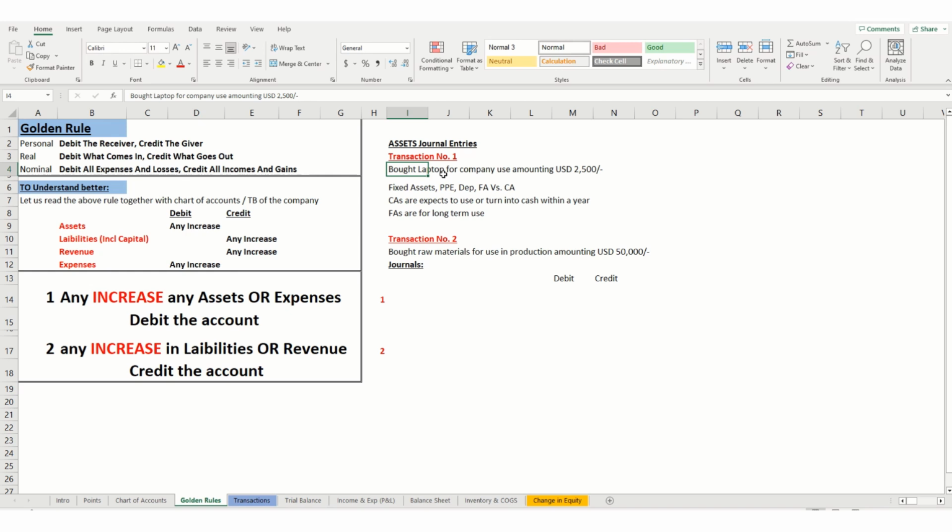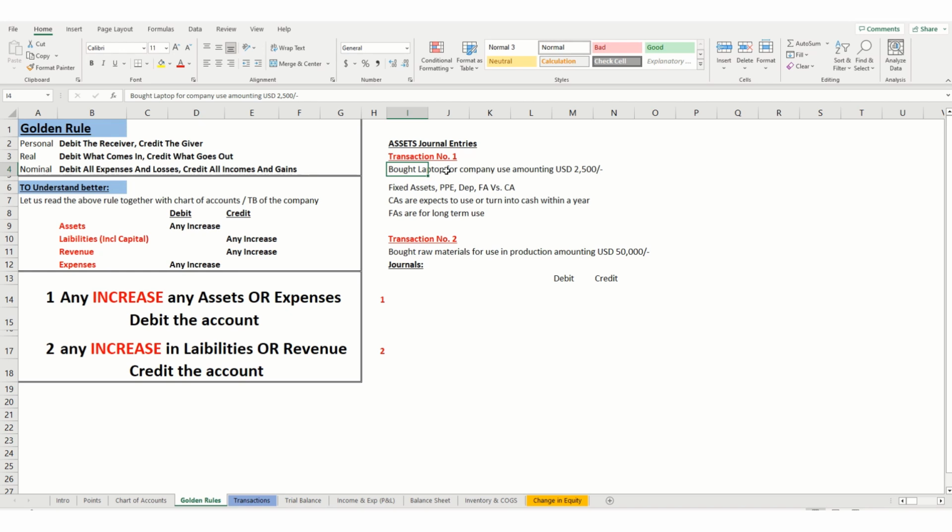With these fixed assets we will create revenue or income for the company. That is the purpose of fixed assets. So here the laptop will be used by the office professionals to do their work. It is not directly involved in production or anything, but it will be used in the company for the long term, for their work. So this is a fixed asset.